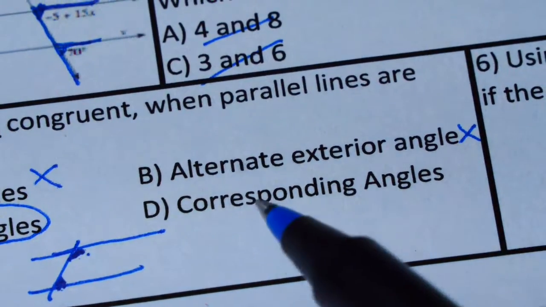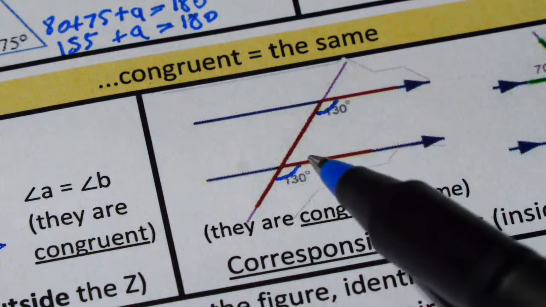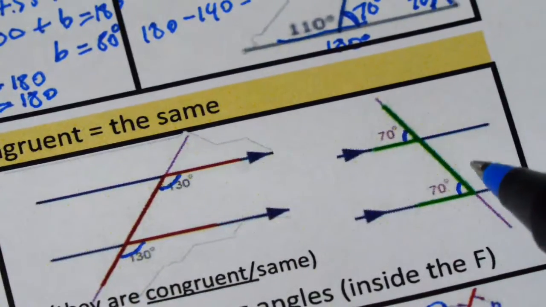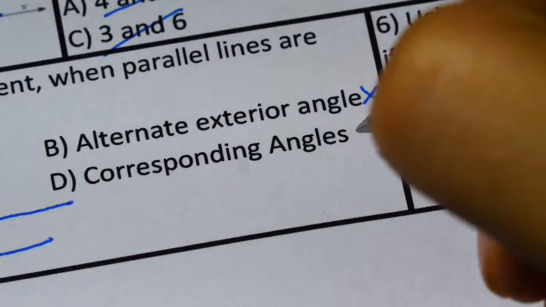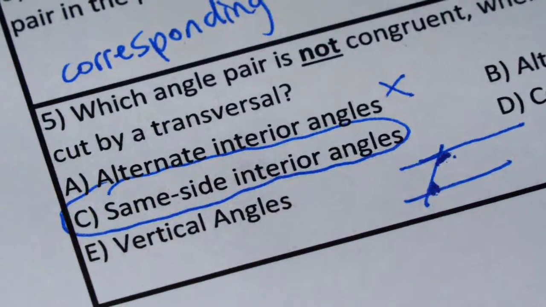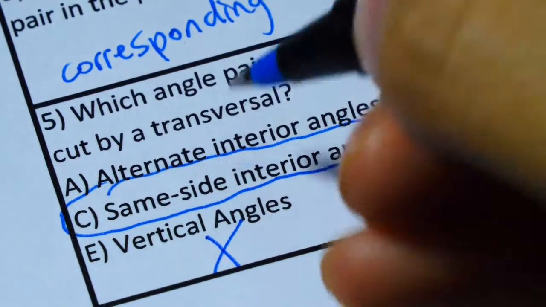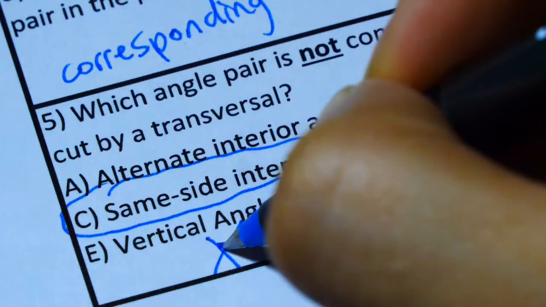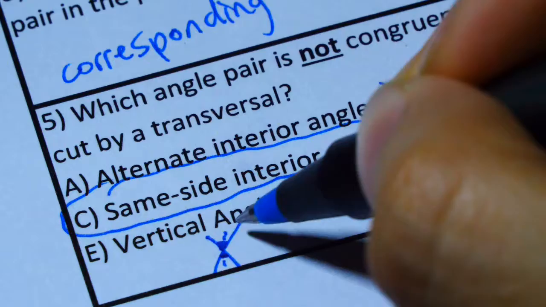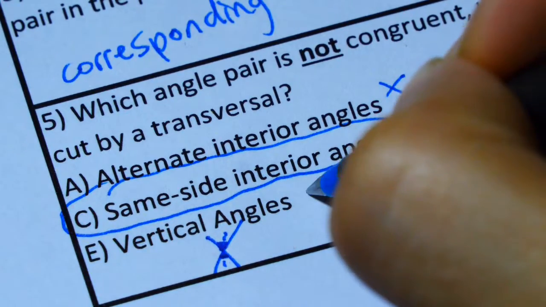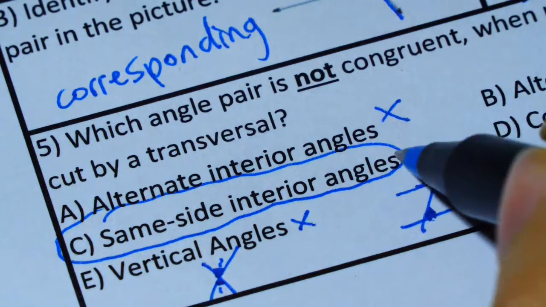Let's check the other ones. D, corresponding angles. Corresponding angles inside the F, they are congruent. They are the same. They are congruent. So this is not correct. And vertical angles, if you remember, vertical, if we have two lines, this angle is vertical to this angle. They are congruent. They are the same. So only C is not congruent.